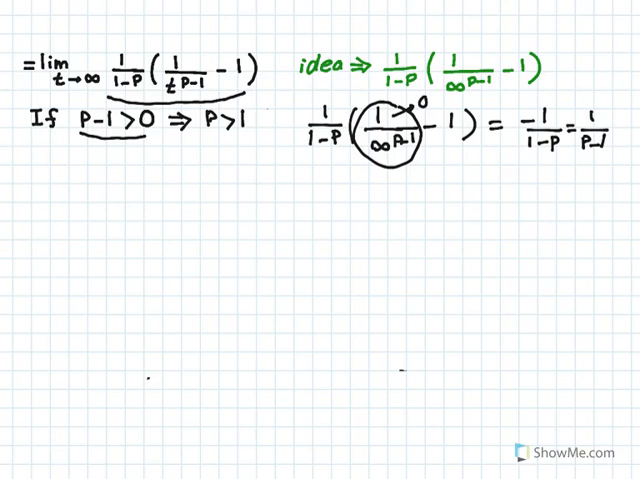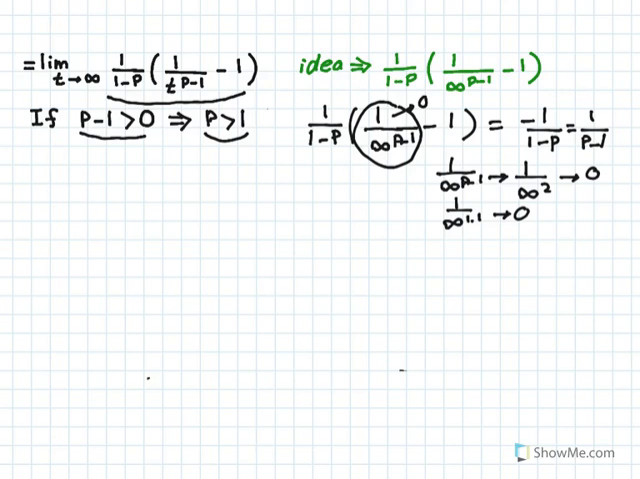So if p minus 1 is positive, or equivalently, when p is larger than 1, we get essentially 1 over infinity, because you have 1 over infinity to the p minus 1, which will be something like 1 over infinity squared, for example. That's going to go to 0. Or 1 over infinity to the power of 1.1. That's also going to go to 0.